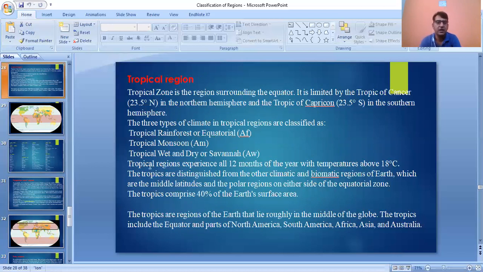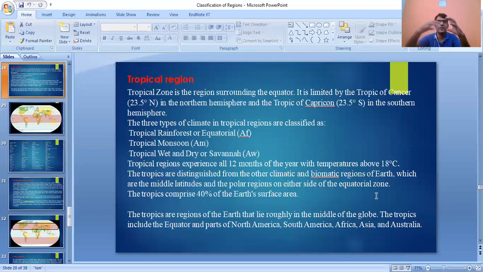type of climate. So tropical regions experience all 12 months of the year with temperature above 18 centigrade. If you are in the tropical regions, the temperatures are above 18 centigrade almost the whole year, all 12 months. If you take the average temperature, it is always above 18 centigrade throughout the year. So the tropics are distinguished from other climatic and biome regions of Earth, which are the mid latitudes and the polar regions, either side of the equatorial region.